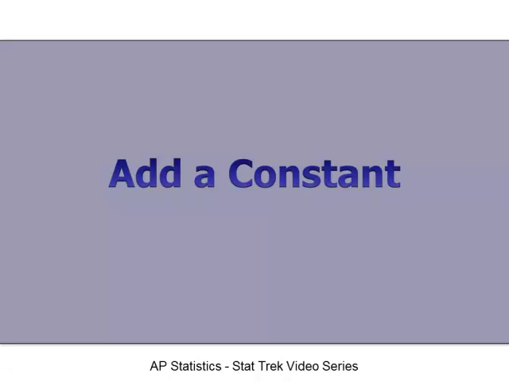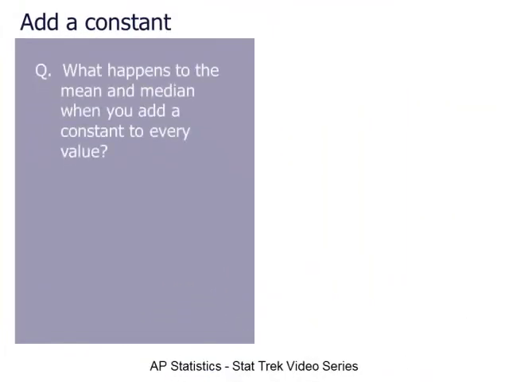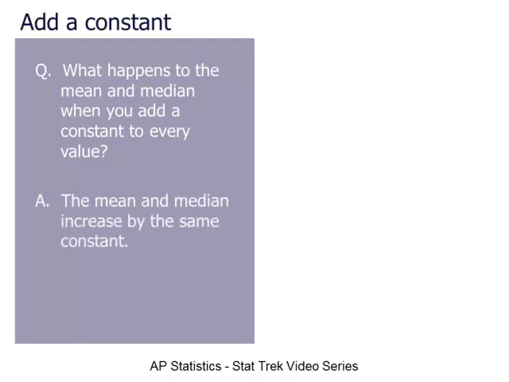If you plan on taking the Advanced Placement Statistics exam, you will be expected to know what happens to the mean and the median when you add a constant to every element in the data set. So what does happen to the mean and median when you add a constant to every value in the original data set? Answer: the mean and median increase by the same constant. Let's work through an example to illustrate this point.